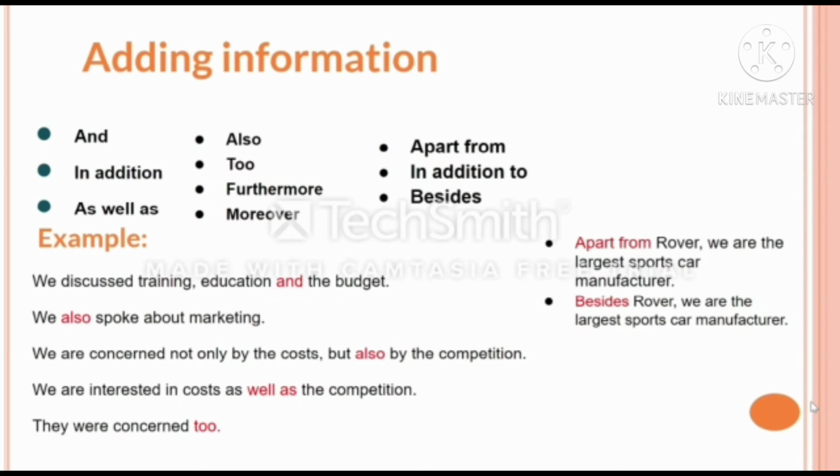Too generally goes either at the end of the sentence or after the subject, and it means as well. For example, they were concerned too. Apart from and besides are often used to mean as well as or in addition to. For example, apart from rubber, we are the largest sports car manufacturer. Besides rubber, we are the largest sports car manufacturer.